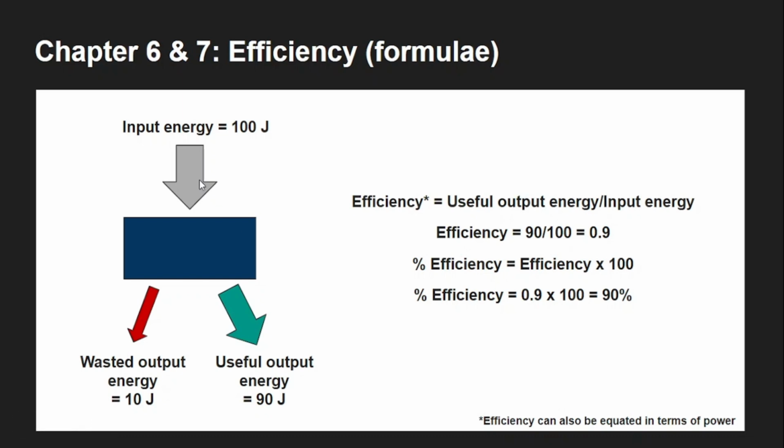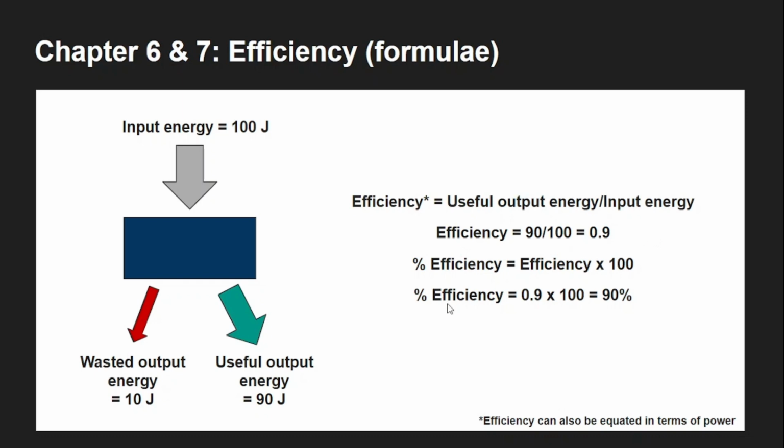But ultimately, to demonstrate the concept of efficiency, all you need to remember is, in this case scenario, I'm putting in 100 joules of energy into this object. 10 of those joules is wasted. 90 of those joules is converted into something useful that I want. So the efficiency is going to be the useful output divided by the total input. So the useful output is 90 joules. The total input is 100 joules. So I've got an efficiency of 0.9.